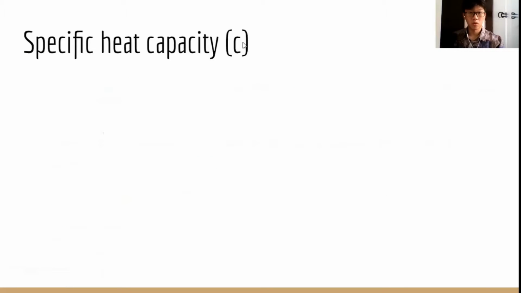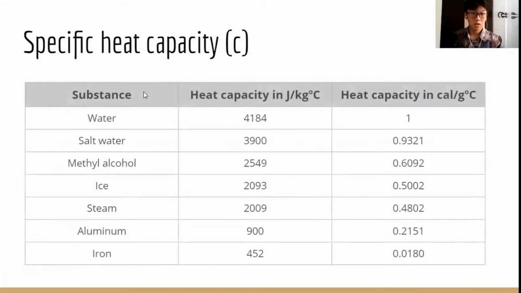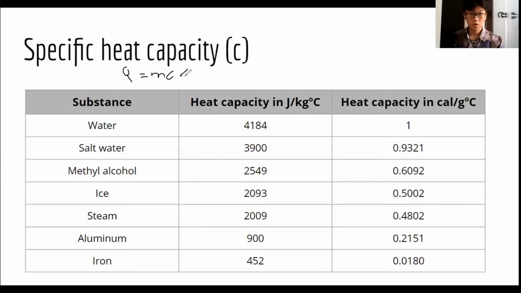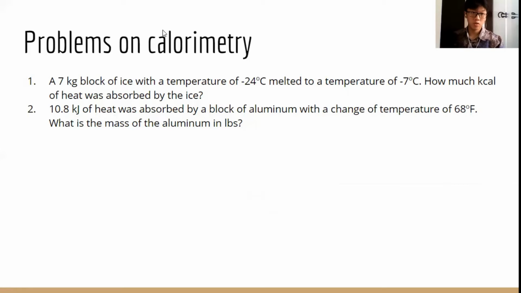Specific heat capacity, or C. As earlier, we had the formula Q equals mc delta T. Let me just write it down. The C here is the specific heat capacity of a substance. Here is the specific heat capacity of some substances that you can use later on when solving problems. So let's solve the first problem here.